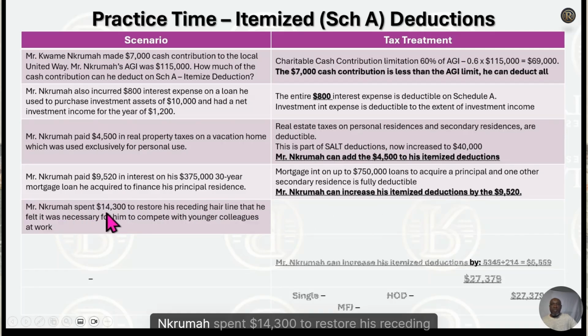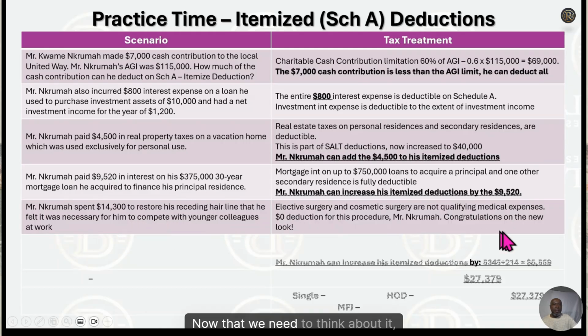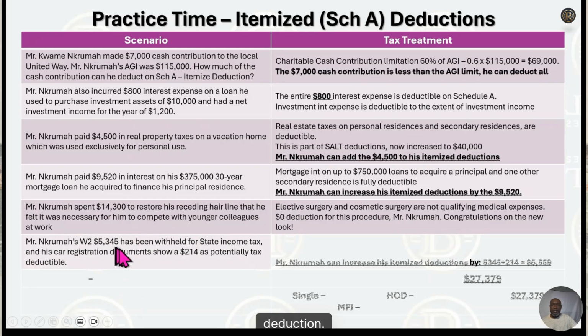Now, Mr. Nkrumah spent $14,300 to restore his receding hairline that he felt was necessary for him to compete with young colleagues at work. Now that, we need to think about it. That's an elective procedure, a cosmetic surgery, and unfortunately he paid handsomely for it. And great, he's going to look great, but it's not deductible.